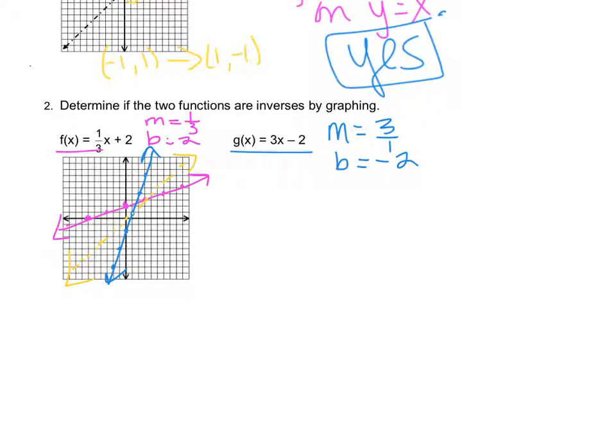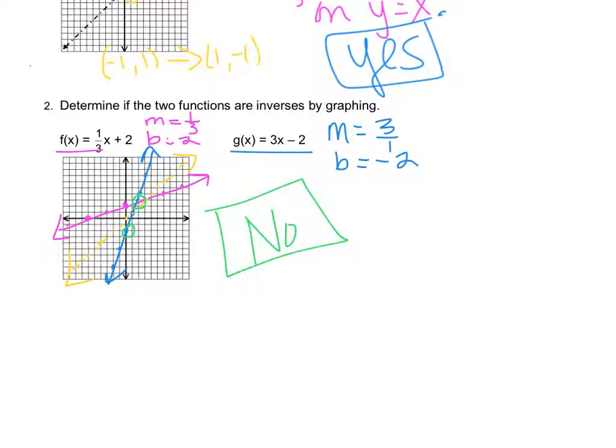Okay, so first thing you should notice is they do intersect. Remember I told you if they do intersect, it has to be on the reflection line. Notice it's a little above. Also, you can check your points. Let's just choose this one here. That's 0, -2, which means we should have a -2, 0 on the other side, and we do not. So these are not inverses.